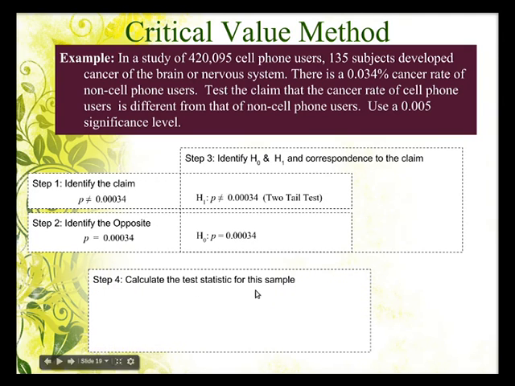So let's calculate the test statistic for this sample. P hat in this case will come from my sample, 135 subjects that developed the cancer out of 420,095 cell phone users. P in this case, of course, comes from the null hypothesis, 0.00034, and Q then is 0.99966. N, of course, is 420,095. So plugging all this in, I get a test statistic of negative 0.66.